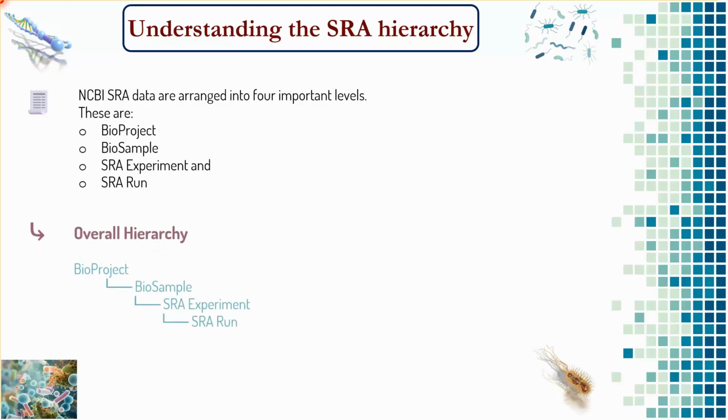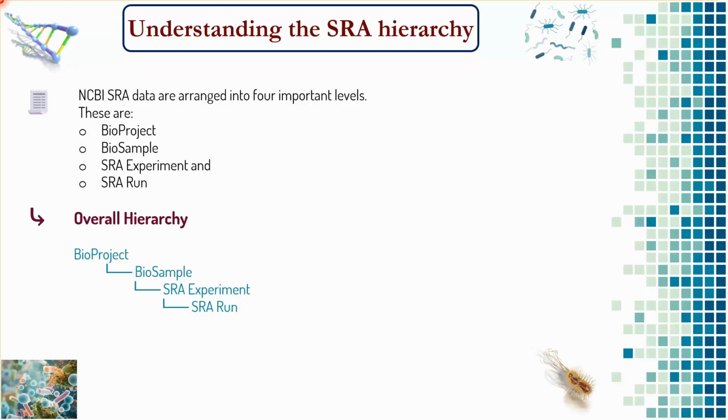Let's first look at the overall hierarchy. BioProject contains BioSamples, BioSamples contain experiments, and experiments contain runs. And these four database levels form a hierarchy. BioProject is the overall study. It represents the complete research project. BioSample is the biological specimen. It describes the source of the sample used in the study.